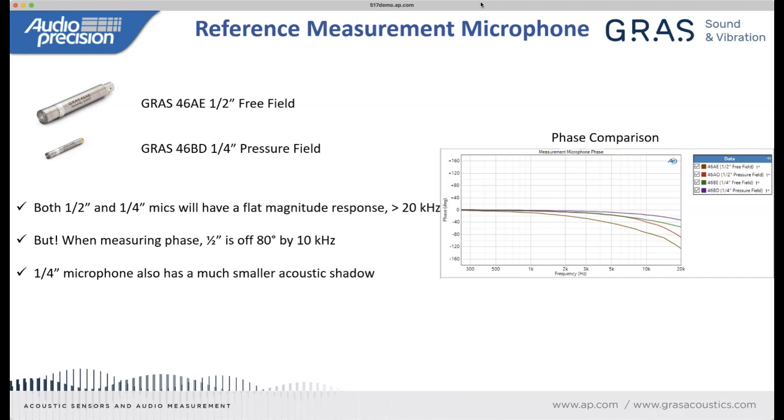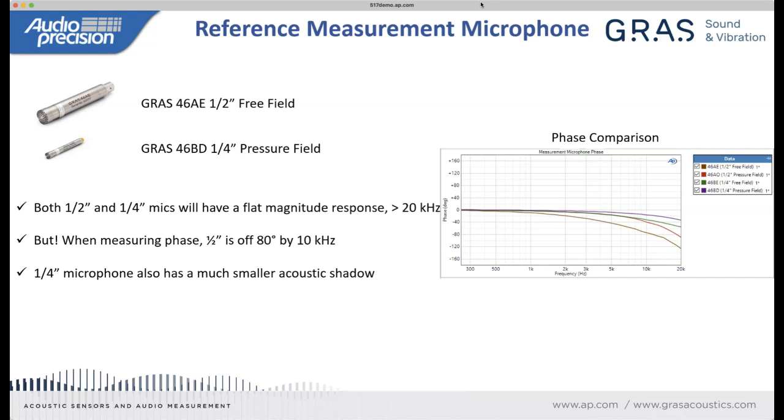Number one, the phase response. The phase response of a measurement microphone is something that's often overlooked because we're typically looking at the magnitude response. But the phase response of a measurement microphone, even a quarter-inch microphone, is not perfectly flat to 20 kilohertz. And in particular, the phase response of a half-inch microphone begins drooping significantly in just 2 or 3 kilohertz, as you can see in the attached chart.